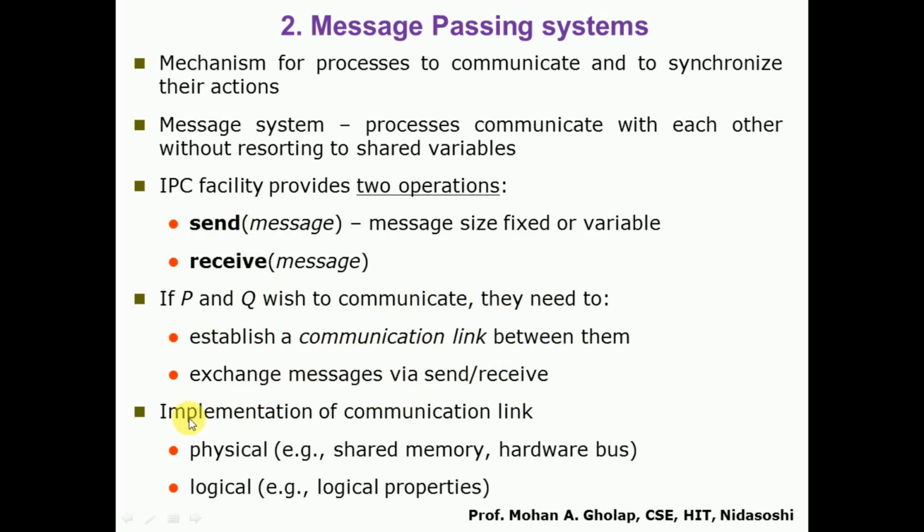After this we have the implementation of the communication link. Again, it depends on the approach that you are following. The communication link that should be established between the two processes may be a physical link, through shared memory or a hardware bus, or it may be a logical one, through logical properties.